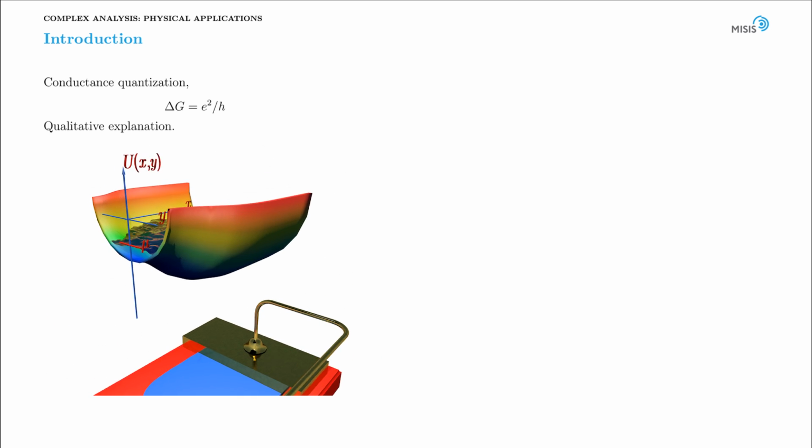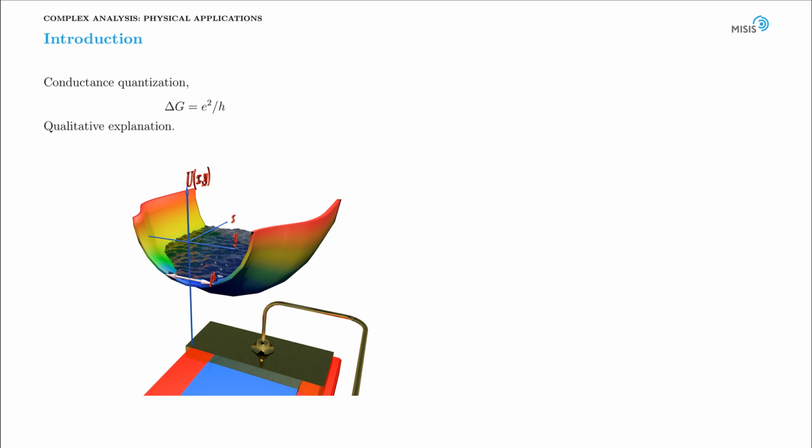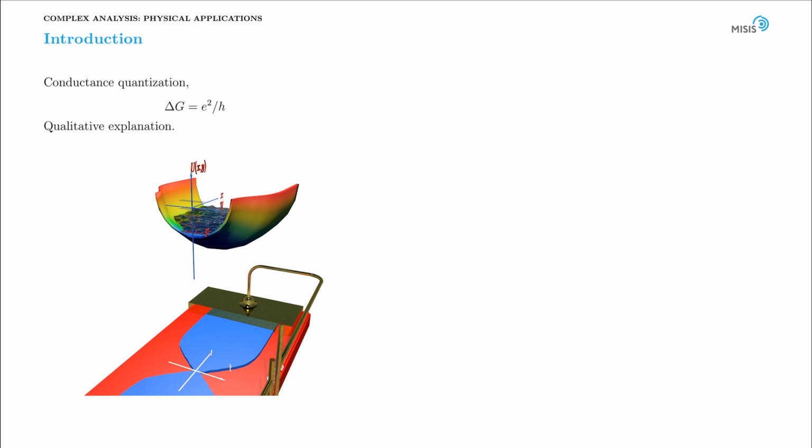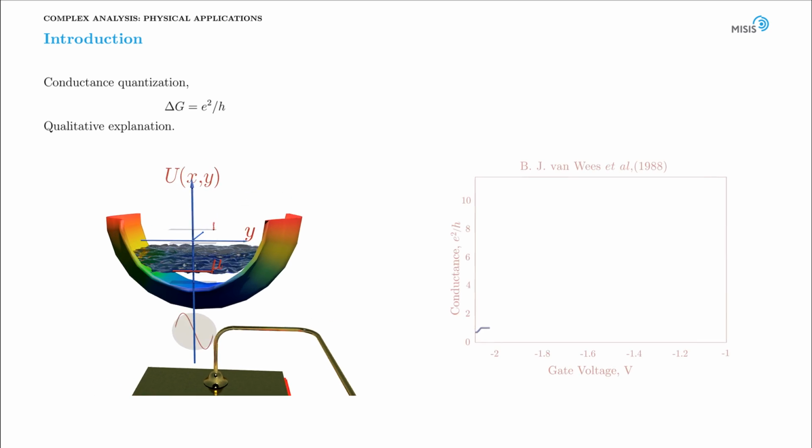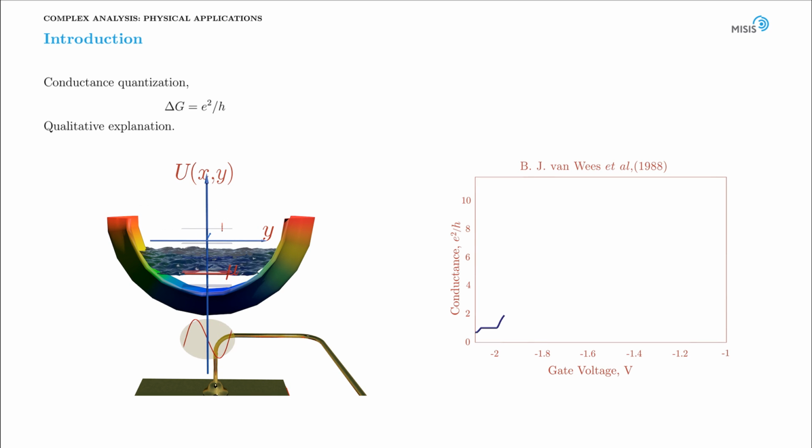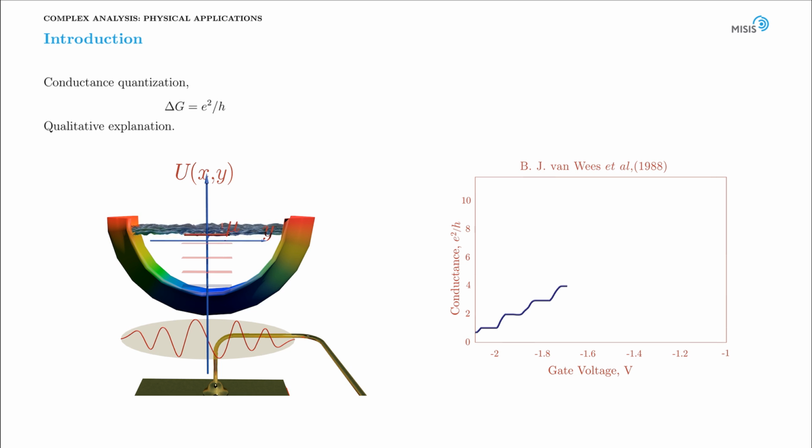The electron's motion in the transverse direction is confined, but wait, confining motion in any direction always entails the quantization of energy. So the energy associated with the transverse direction is quantized. And here is the explanation. To widen the contact, we raise the chemical potential of the electron liquid. As the level of the liquid crosses yet another energy level, a new electron propagation mode is unlocked. As a result, we have a leap in the conductance.